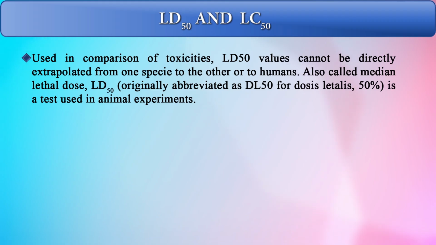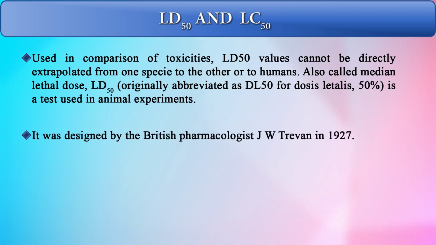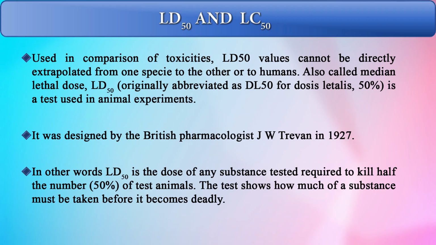Also called the median lethal dose, LD50 was originally abbreviated as DL50 for dosis letalis, and is 50% for a test used in animal experiments. It was devised by the British pharmacologist J. W. Trevan in 1927. In other words, we can say that LD50 is the dose of any substance tested required to kill half of the number of test animals. The test shows how much of a substance must be taken before it becomes deadly.